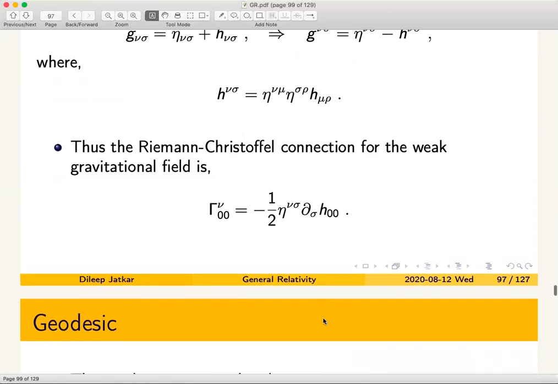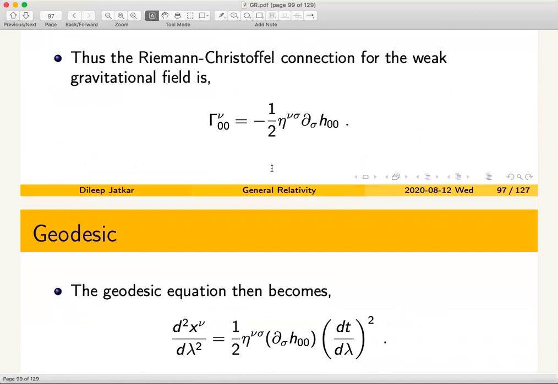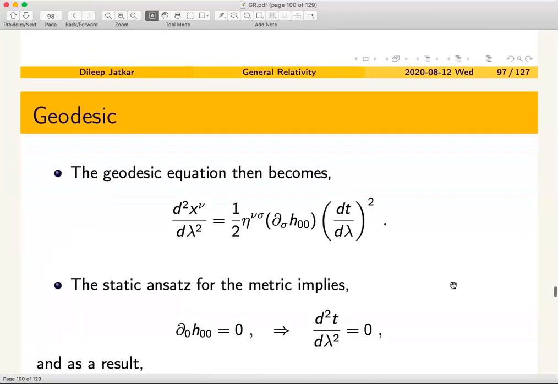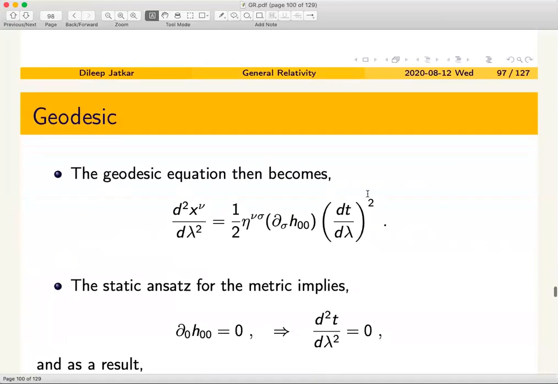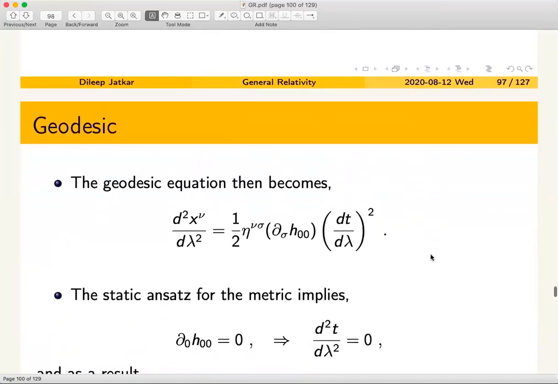Okay, if not, then let me go ahead. If you use this gamma nu 0, 0 back in the non-relativistic version of the geodesic equation, then the geodesic equation takes this form. Now remember gamma has a minus sign, so that's why I just pulled this equation to the other side and removed the sign.